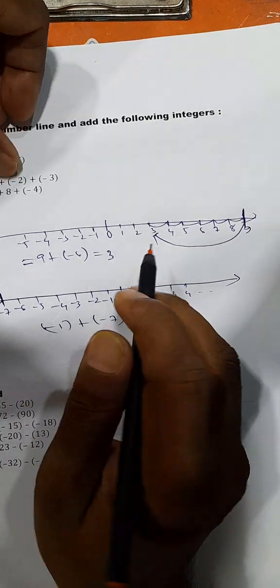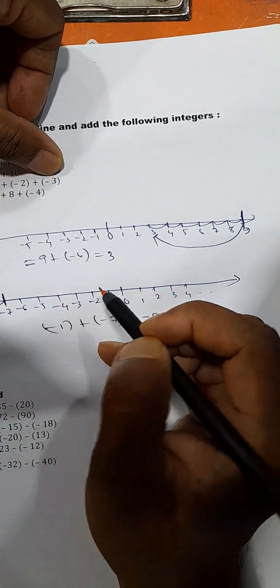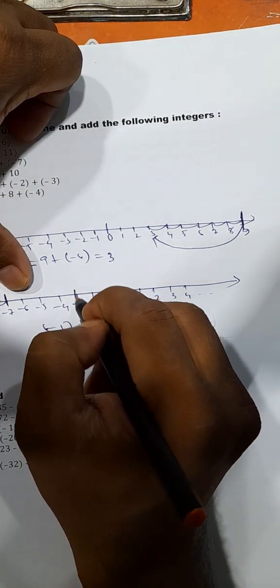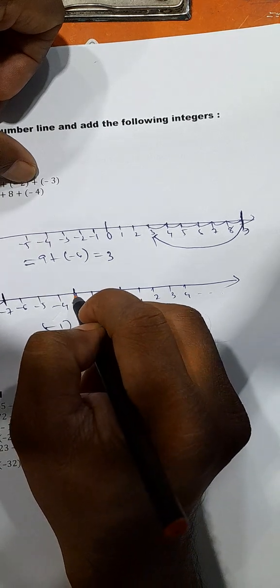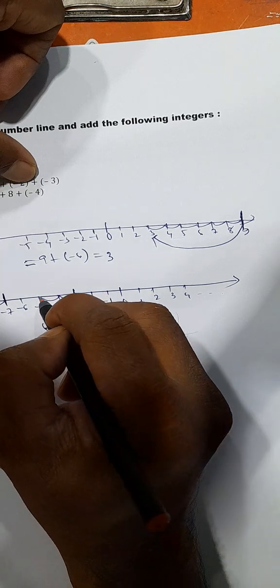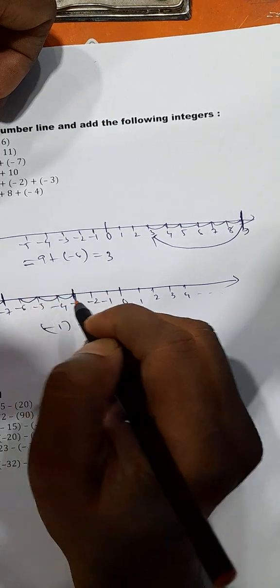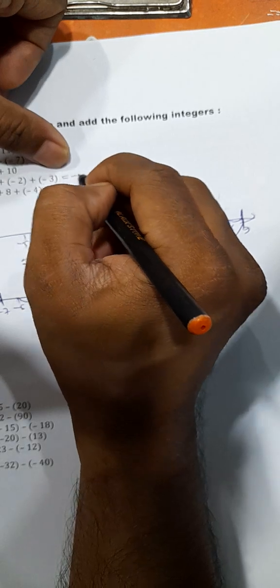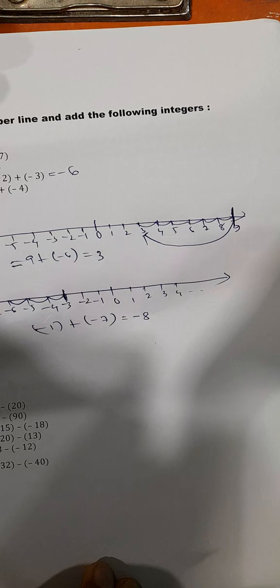Similarly, say for example -1 plus -2 plus -3. So where is -3? You are at this position, -3. Plus -2 means you count towards the left side, 1, 2. You arrived at -5. Then again -1, again you count 1. So finally we arrived at -6. So the answer is -6. This is how you can find the addition of integers on the number line.